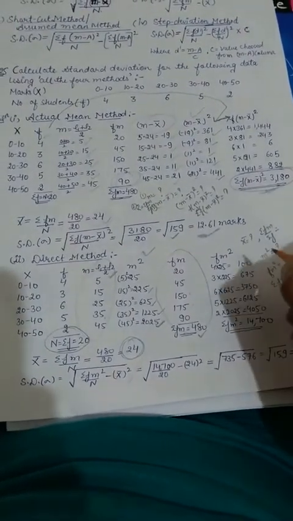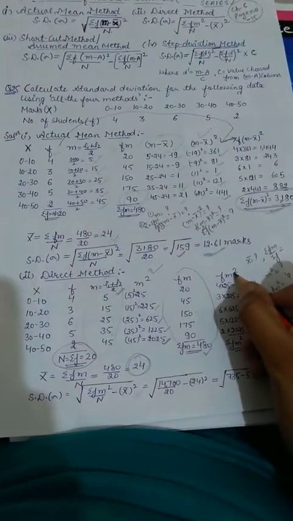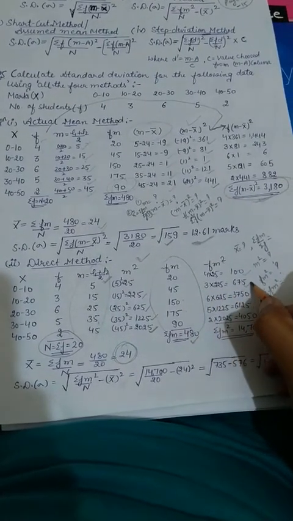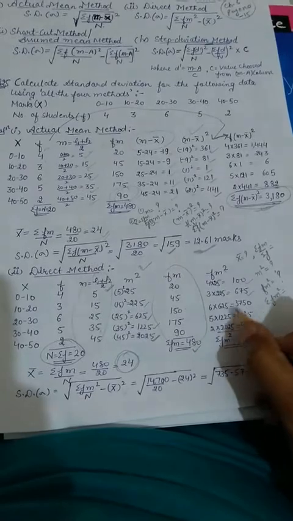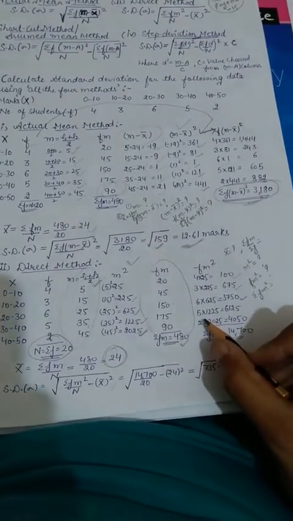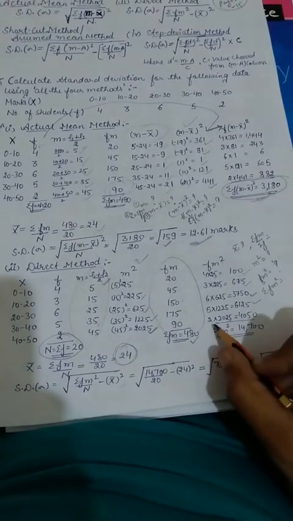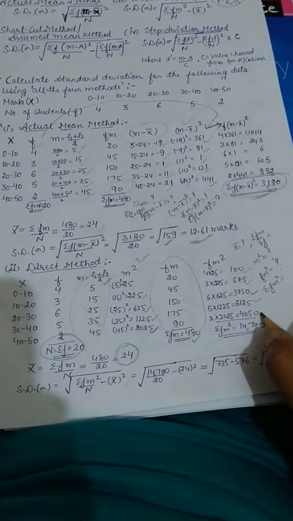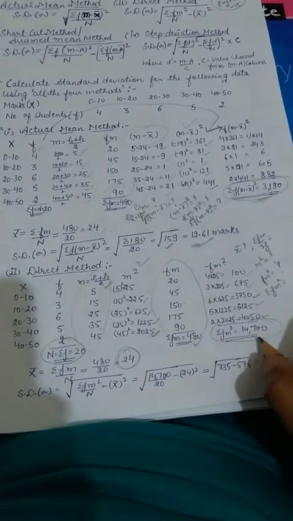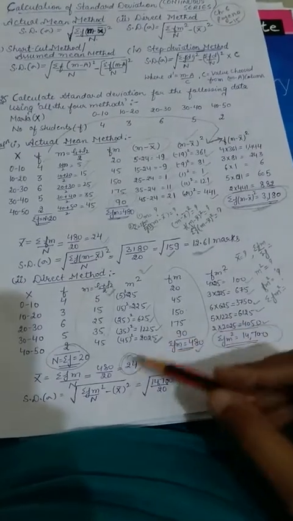So what you will do now, that is your sigma fm square you will do. So you will get 4 into 2500, 3 into 225, 675, 6 into 625 you will get 3750. Then you will do 5 into 1225, that is 6125. Then you will do 2 into 2025, you will get 4050. Then find out the total. The total of this value will come 14,700. And then you have to put in the formula.